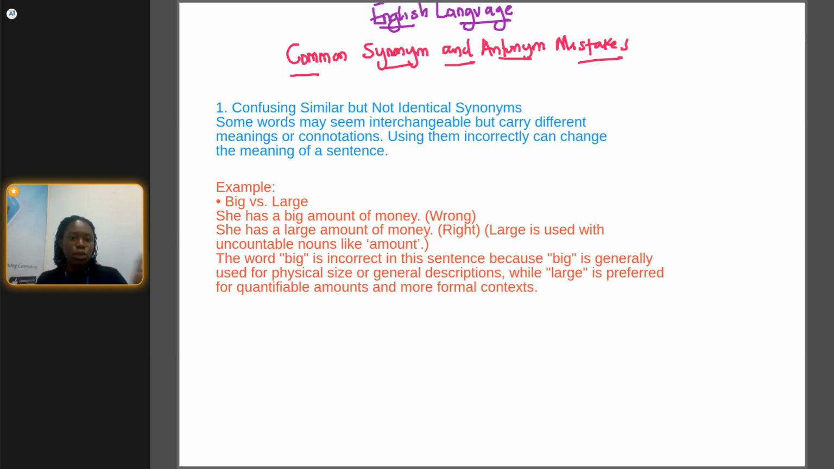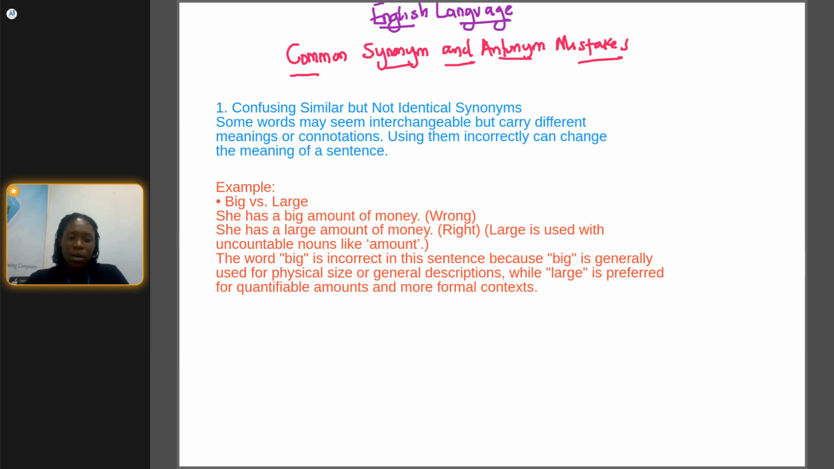You can say she had a big amount of money, which is wrong. But if you say she had a large amount of money, that's right, because large is used with uncountable nouns like amount. So you can't say big amount of money. Now, if you find in your options, maybe for your exams, that you're supposed to choose a word and you do not understand the context, you may not know that there are some things that are not quantifiable.